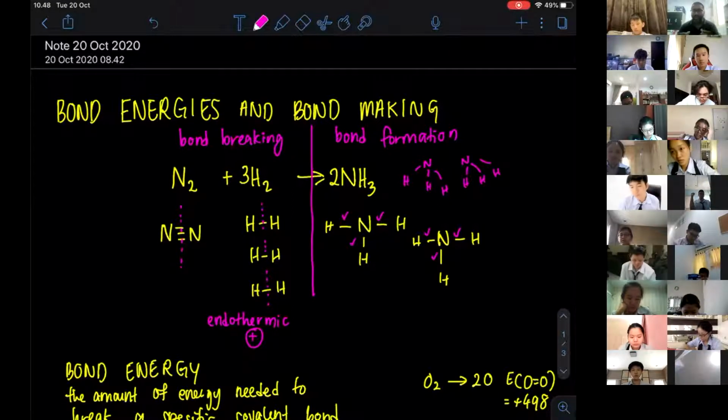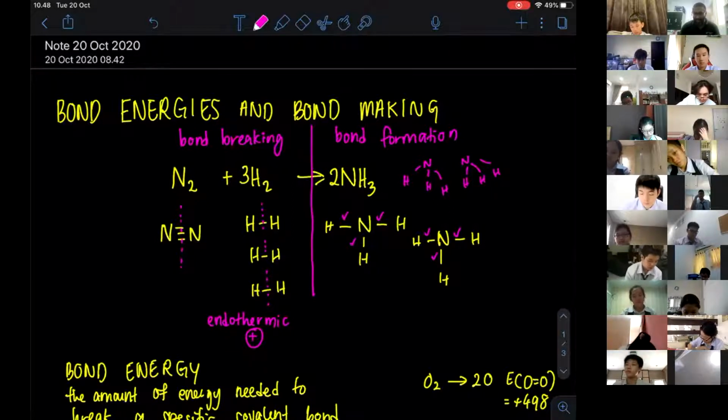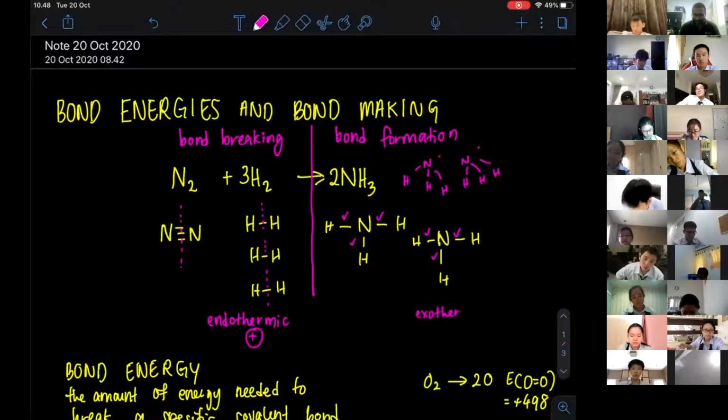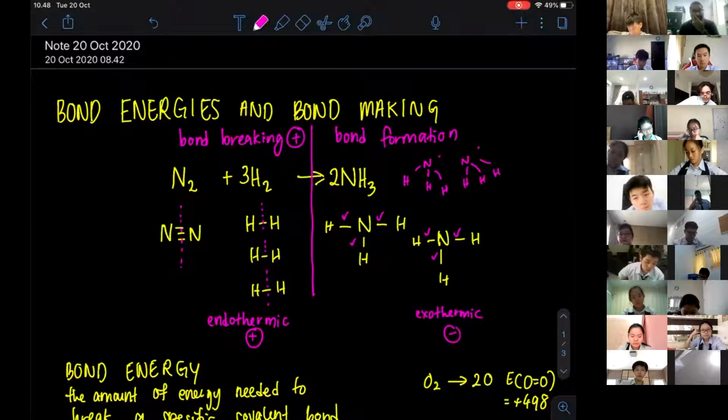Because the energy was absorbed from the environment, all the atoms have energy, but now they have to come together and stay in one place. So that kinetic energy must be released to the environment. This energy released to the environment is exothermic, and exothermic is always negative. So I want you to remember this: bond breaking is always positive. Bond formation is always negative.